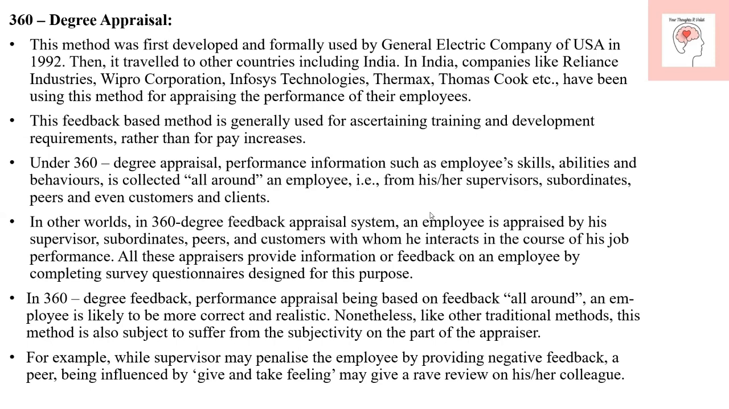In 360-degree feedback, performance appraisal being based on feedback all around, an employee is likely to be more correct and realistic. Nonetheless, like other traditional methods, this method is also subject to suffer from subjectivity on the part of the appraiser. For example, while a supervisor may penalize the employee by providing negative feedback, a peer being influenced by give and take feeling may give a rave review on his or her colleague.